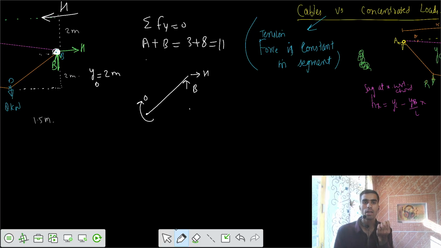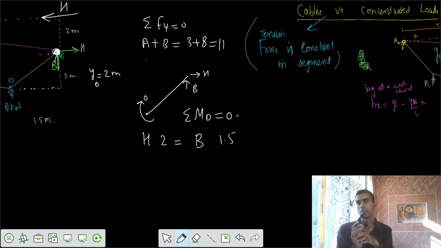That means if I write the summation of moments at the section D equals to 0, I would say H into 2 is balanced by reaction B into 1.5 meter. Can we say that? Because your cable is there, it is having bending moment at any section 0. If I take this part of the cable, I can apply that summation of moments at that point D equals to 0. Do you agree with that? I think it's okay.